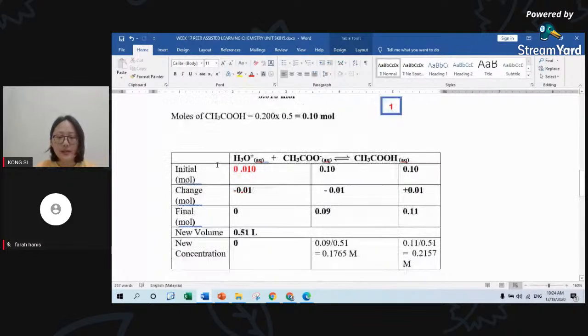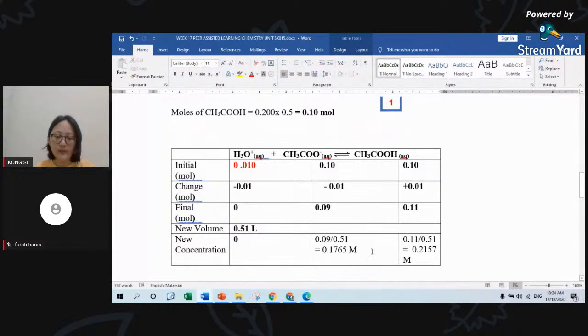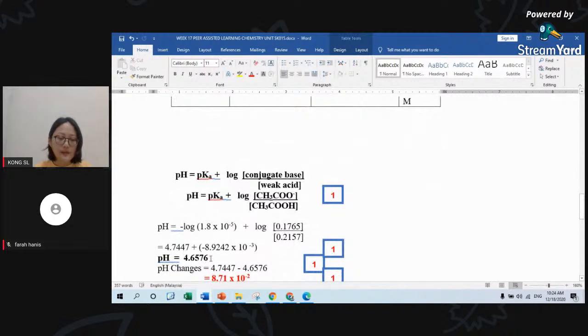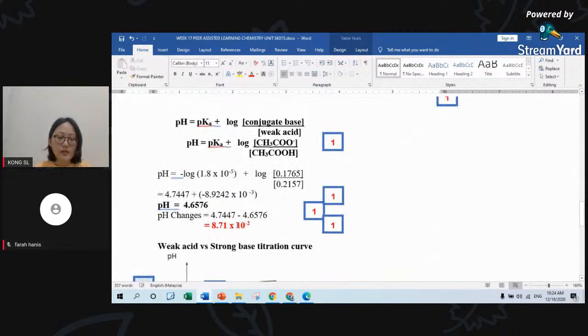Now after you get the concentration of the conjugate base and the weak acid, then you can substitute. You get 4.6576. And then the question asks about the change, so you just use the first part minus the second part. So the difference is around 8.7 times 10 to the power of negative 2. That's why the answer, in some of the books, will give you 0.1. It will be rounded up to become 0.1.